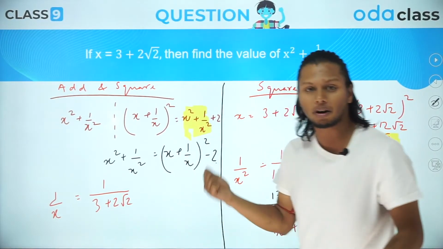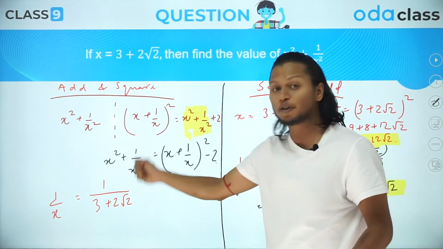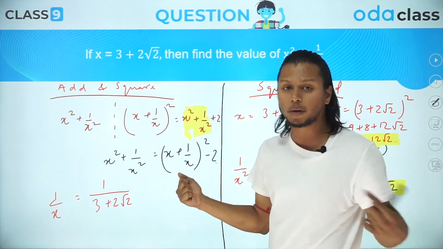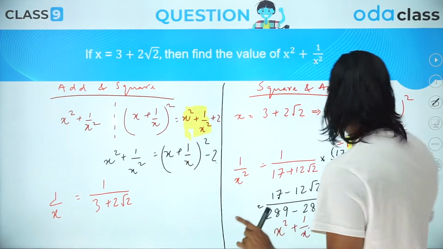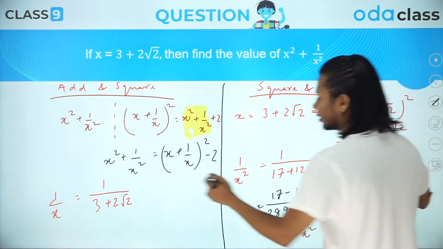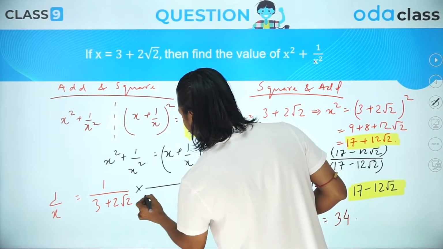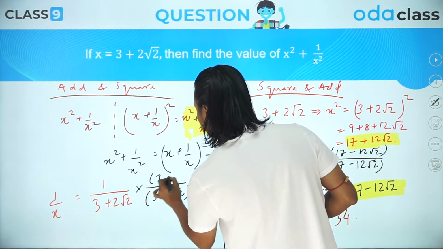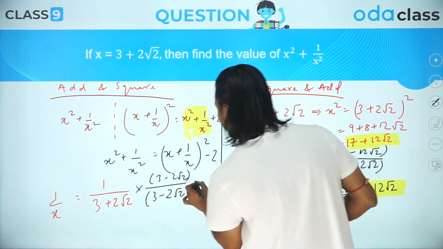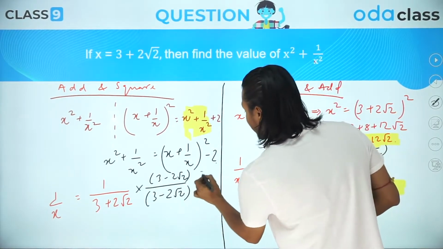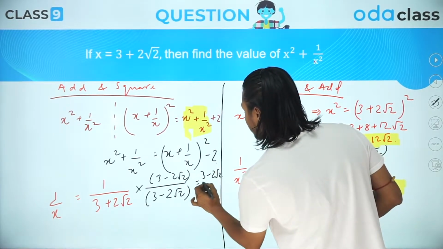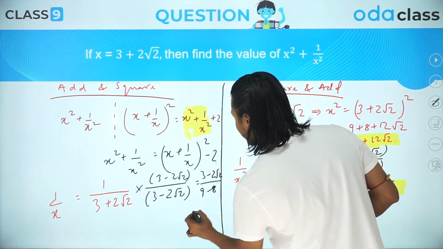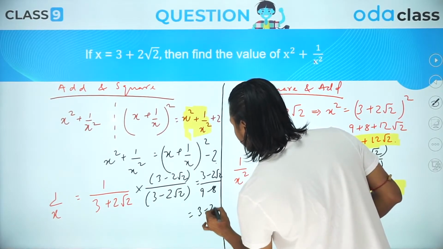And we just talked about this, didn't we? If you have such denominators, what do we do? We rationalize. So let's quickly rationalize this one more time, kids. I know all of you will be able to do this. So this is multiplied by 3 minus 2 root 2 over 3 minus 2 root 2. So this will become 3 minus 2 root 2 divided by 9 minus 8, or this will become 3 minus 2 root 2.